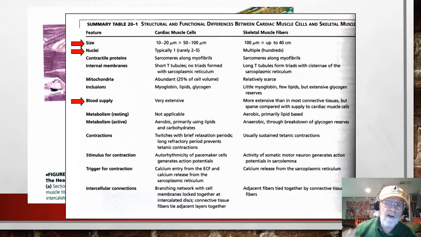Why? Because it's firing all the time. It's always contracting, not a little contraction, but a significant contraction all the time. So it needs a very extensive blood supply to be able to provide oxygen and nutrients to that area.